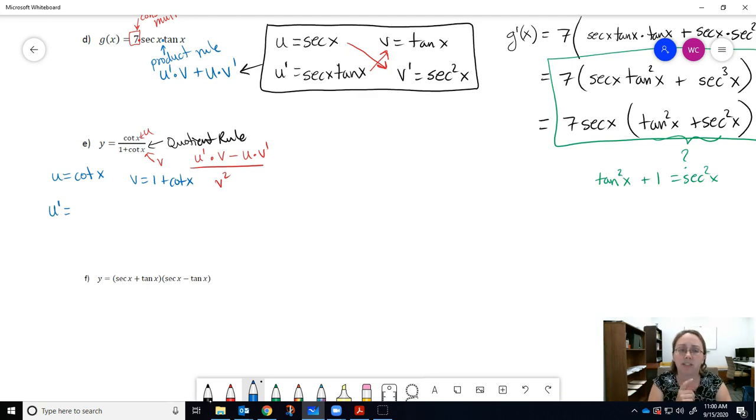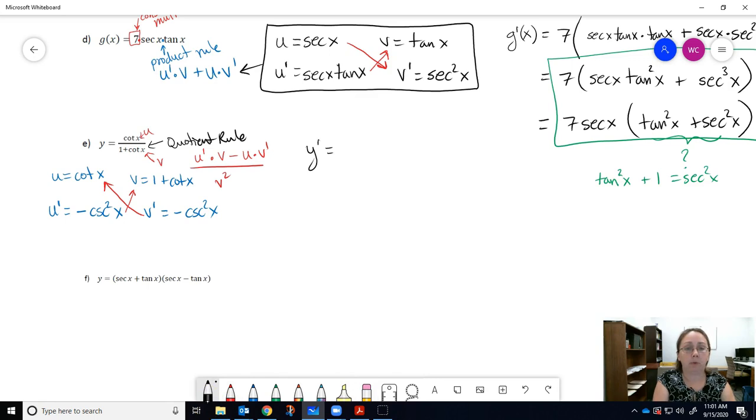the derivative of cotangent. Well, I did the derivative of tangent a minute ago. That was secant squared. So cotangent would be cosecant squared with a negative sign. V prime, well, derivative of 1, that's a constant, so that's gone. And cotangent, that's the same thing, so that's negative cosecant squared of x. So according to the quotient rule, we're going to do u prime times v minus v prime times u. Let's plug that in.